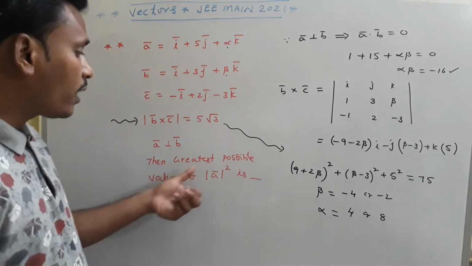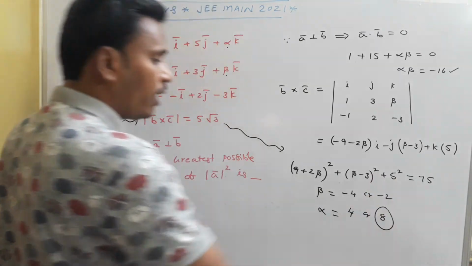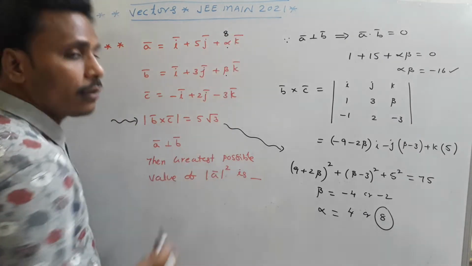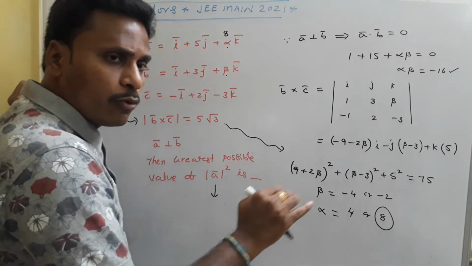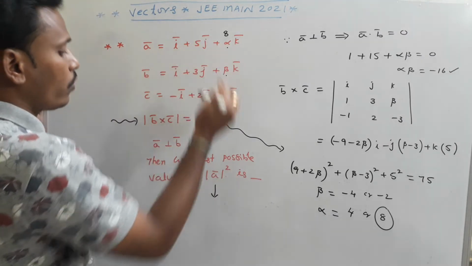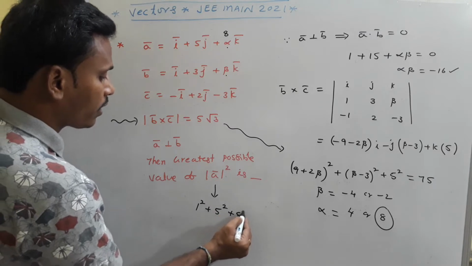Okay, and we need the greatest possible value of mod a bar square. So we will fix with this 8. So replace 8 here. So this is 8k bar. So modulus of a bar square is nothing but, so this square just removes the square root involved in the magnitude, and mod a bar square is the sum of the squares of this. So 1 square plus 5 square plus 8 square.